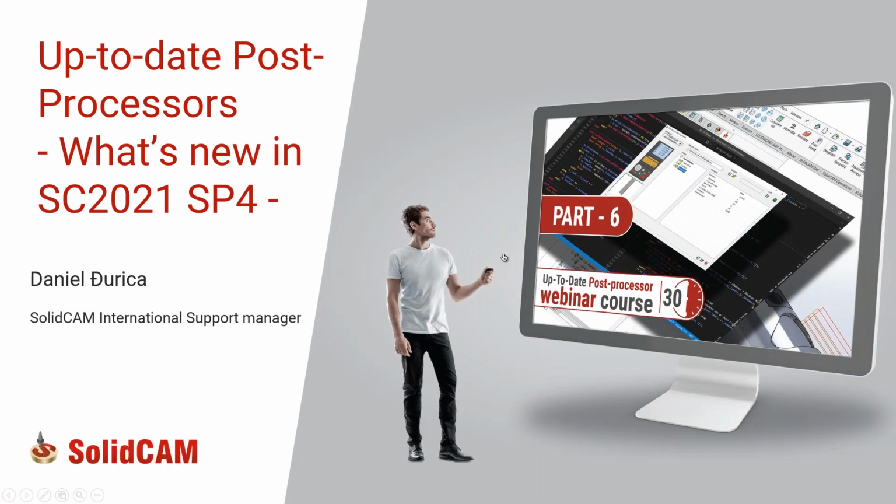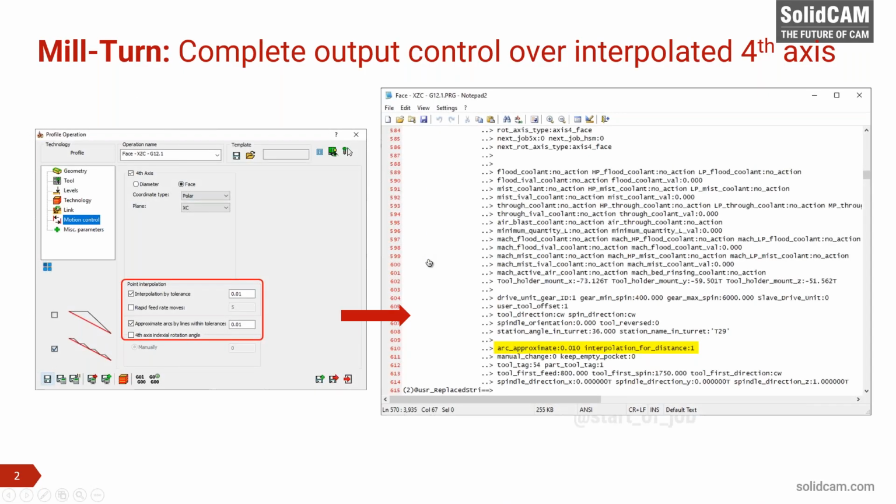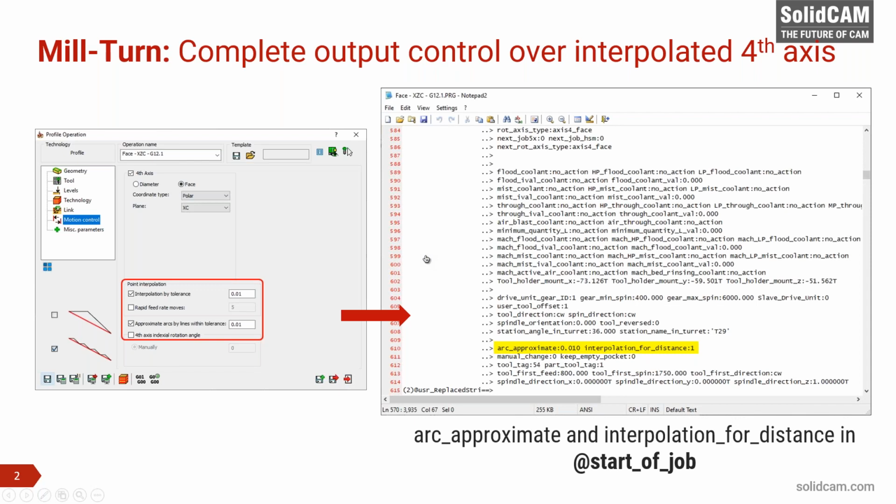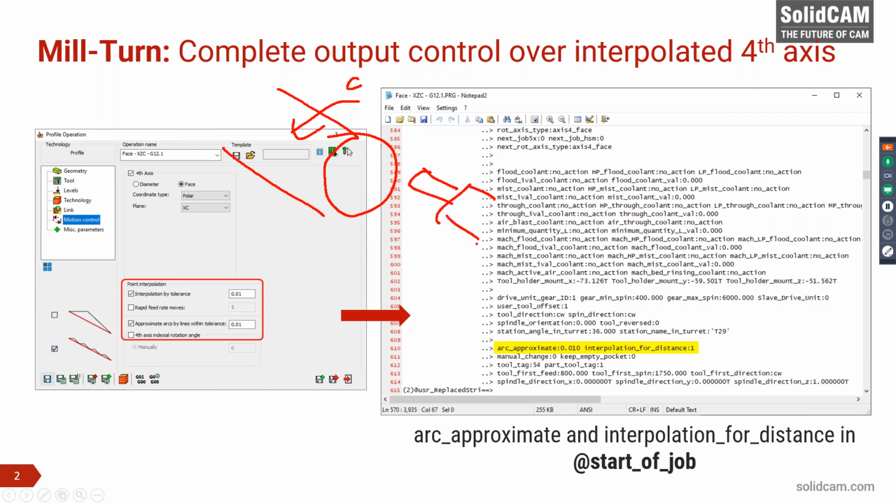I'll start with something really basic, but in my opinion, extremely good. The first thing I want to show in this webinar is that today we can have complete output control over interpolated forward axis output. Over here on the left side of the interface we have the motion control. Every time you want to work with a bar on the mill turn, running with the C-axis with the tool oriented like this, and the output is in XZC, you can do it in 2 different ways, depending on what your machine and controller allow you to do.